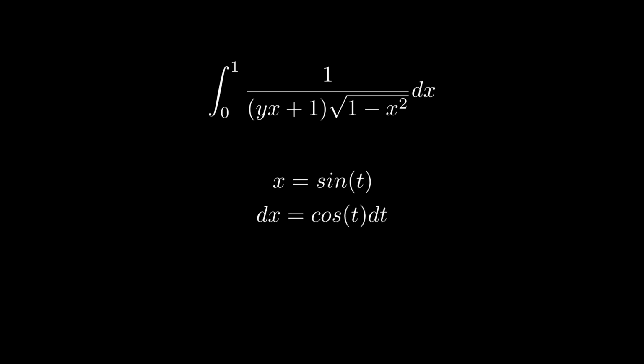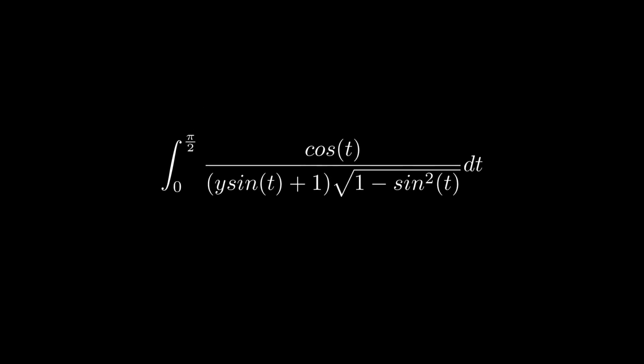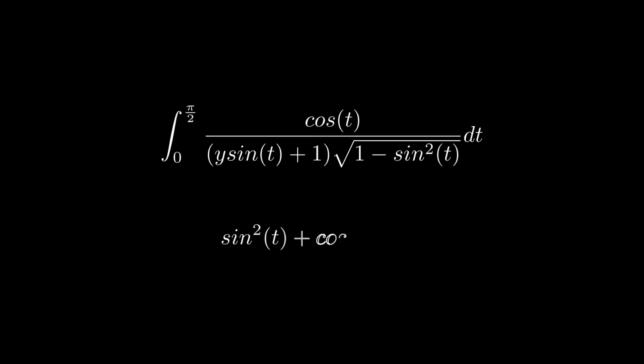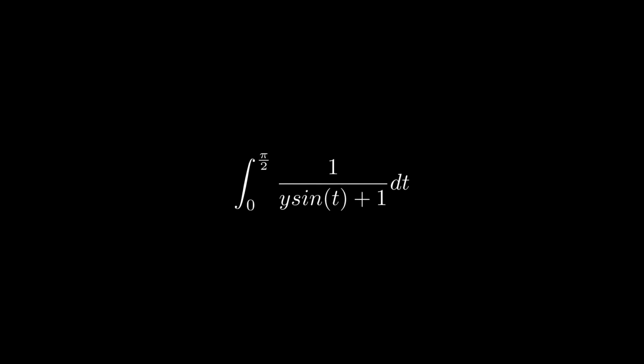We'll substitute sine of t in for x, solving for dx and our bounds, and plugging it all in. Now we will use Pythagoras' identity to simplify the denominator. We'll solve for the cosine term. Again, plugging it all in. The cosines in top and bottom will cancel, leaving us with this nice integral in terms of the sine.